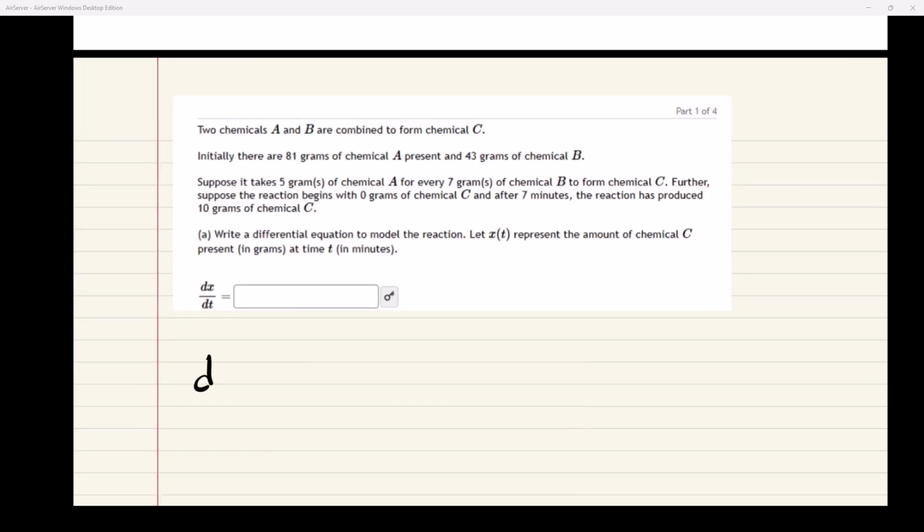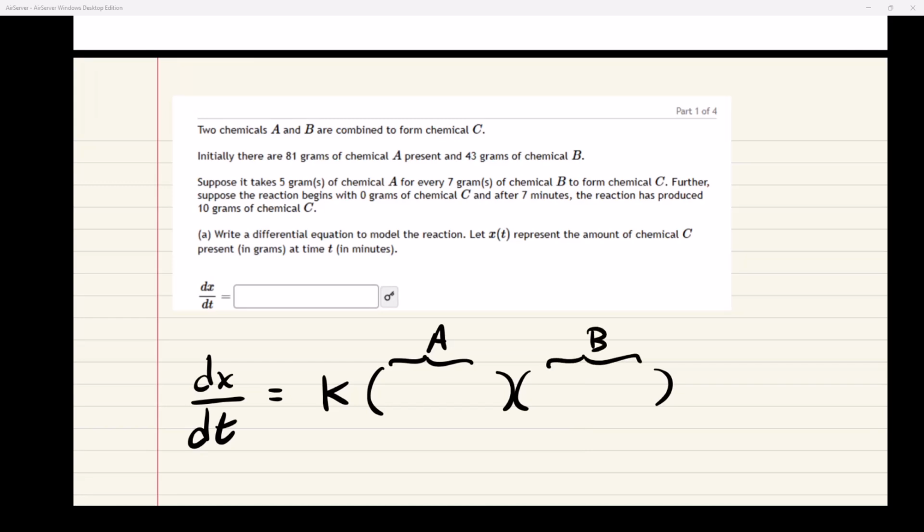And so we'll start off building a mathematical model for the rate of reaction where chemical C, represented by x, grows proportional to the amount of the other two chemicals that remain. So there'll be a constant of proportionality and then two factors that represent the amounts of each of the other chemicals that remain. This could represent chemical A, and this could represent the amount of chemical B that remains. So what was initially the amount for chemical A? It was 81 grams, and it's going to decrease over the time of the reaction. And what was the initial amount for B? That was 43 grams, and that will also decrease.